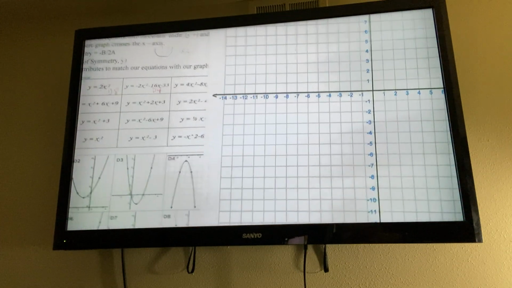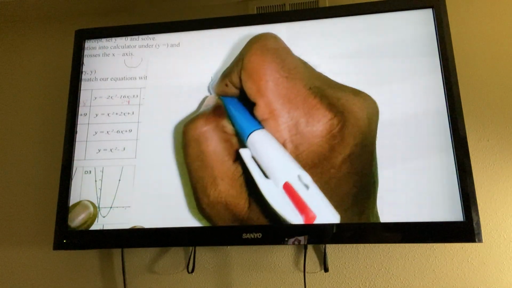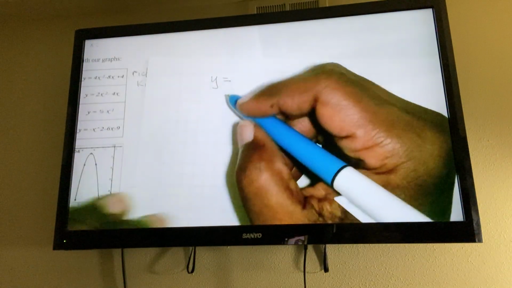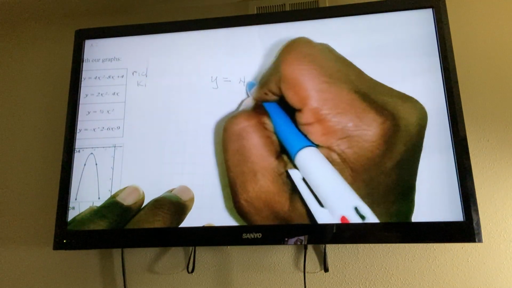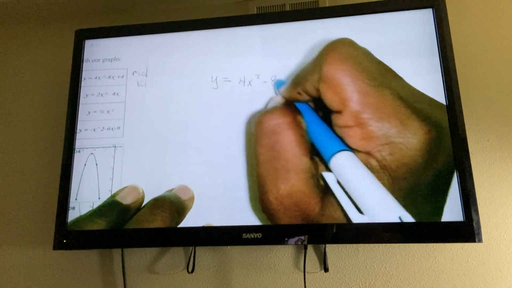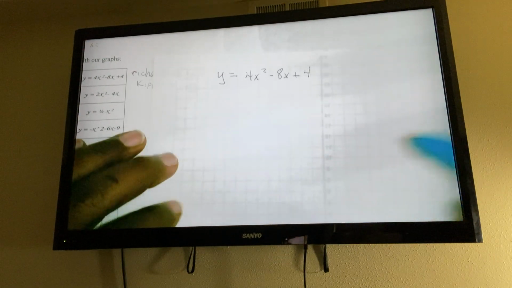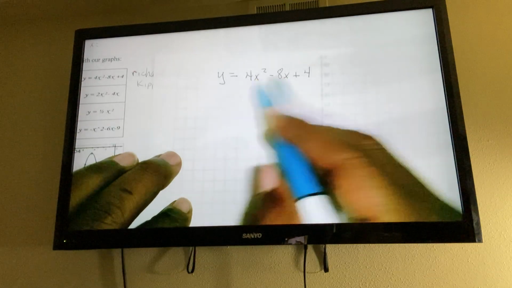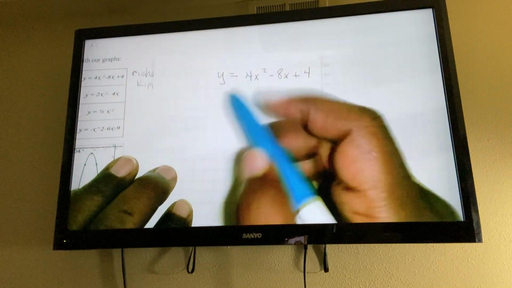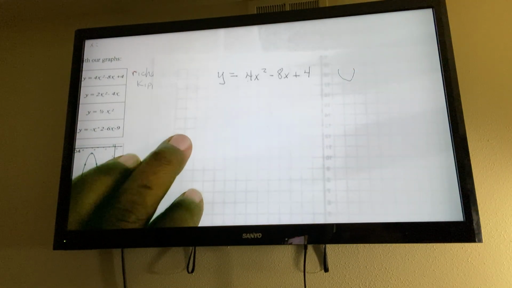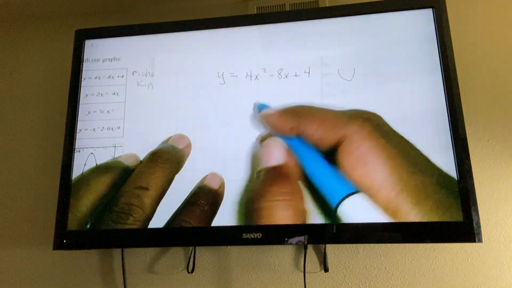Next equation says y equals 4x squared minus 8x plus 4. Okay, let's find some critical points here. Let's find some critical attributes. First of all, this is positive, so we know it's going to be going up. Okay? All right, now let's find our axis of symmetry.